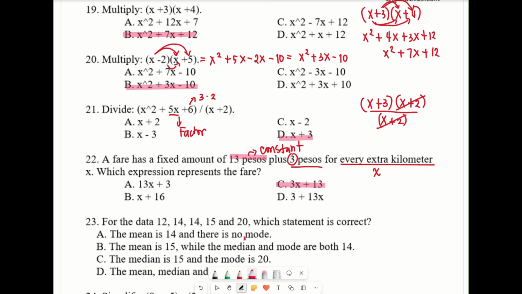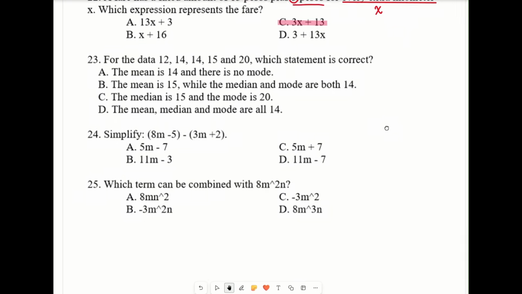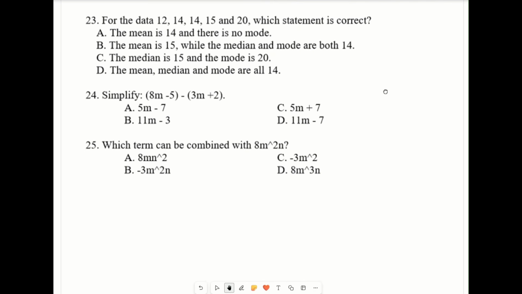Next, for the data 12, 14, 14, 15, 20, which statement is correct? Okay, so we have letter A, the mean is 14 and there is no mode. Okay, so for letter A, it's already wrong because it says here no mode. We have mode here, which is 14. Letter B, the mean is 15 while the median and mode are both 14. So mode is 14, so let's check our mean if it's correct.